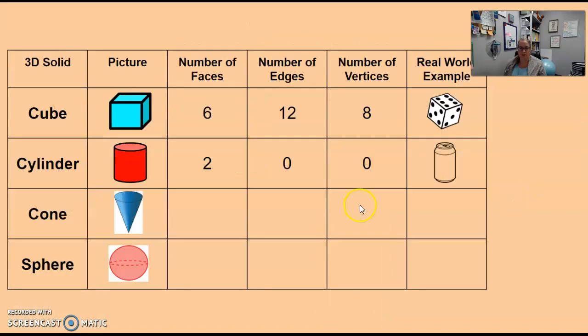So let's fill in our anchor chart. So with my cylinder, I have my picture. I have 2 faces, 0 edges, 0 vertices, and I decided to use the soda can as my real world example.